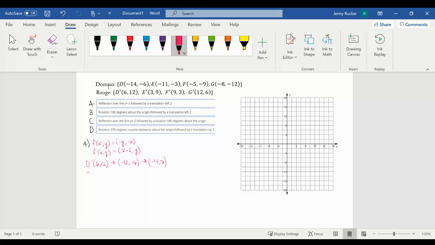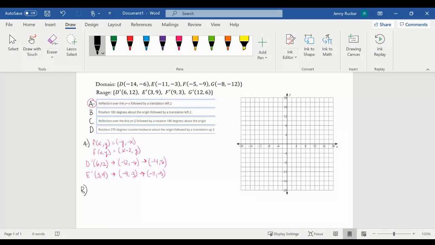Let's check it for E. So E prime starts at 3, 9. And if I apply my first function rule, opposite of y, opposite of x would be negative 9, negative 3. Now I need to move that to the left 2, so it's going to be negative 11, negative 3, and that does work. If we continue this process, we would find that it works for F and G as well. So this series of transformations will map the range back onto the domain. Let's take a look at choice B.